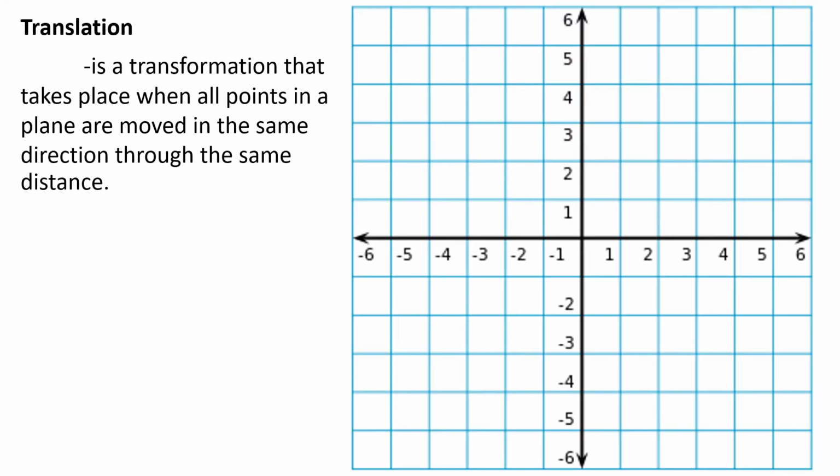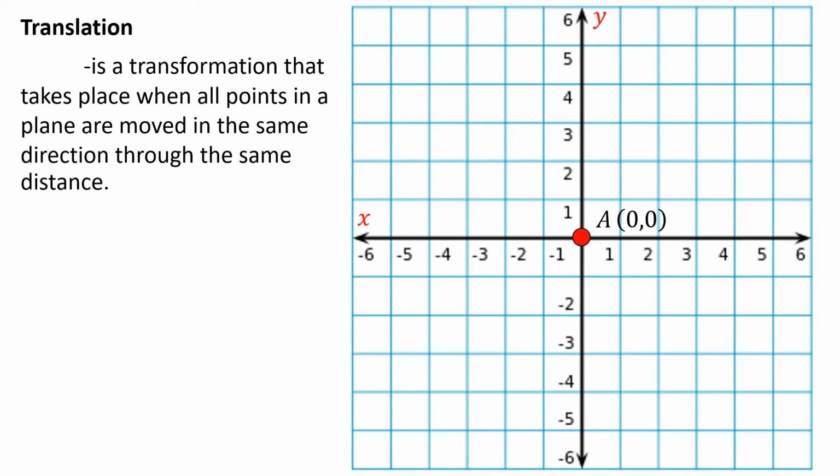Now we have here a Cartesian plane, and on a Cartesian plane we always have the x-axis and the y-axis. Let's say, for example, I have a point here. Let's call it point A. Point A stands on the origin of the Cartesian plane, and the coordinate is 0 and 0. The first 0 stands for the value of x, and the second 0 stands for the value of y.